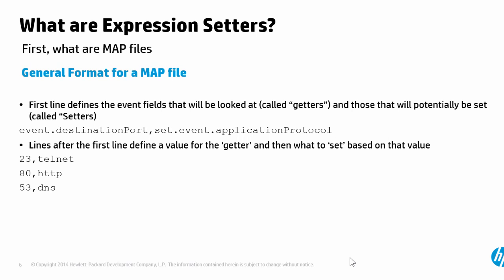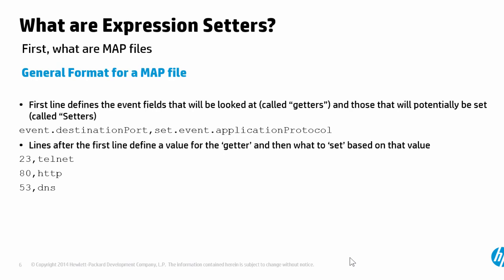So what's the general format for a map file? Well, you've probably seen these in the past. These are floating around the ArcSight Smart Connector framework everywhere. It's all about what we call getters and setters. The first piece gets the value that we're interested in. In the example here, you can see event.destinationPort, and then the second piece, the piece after the comma, is what we want to set something to.